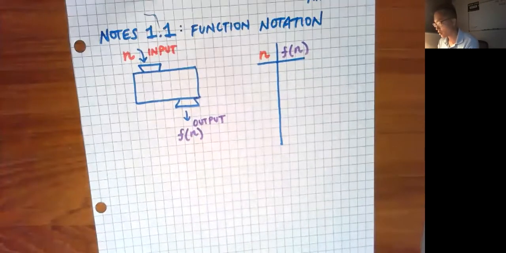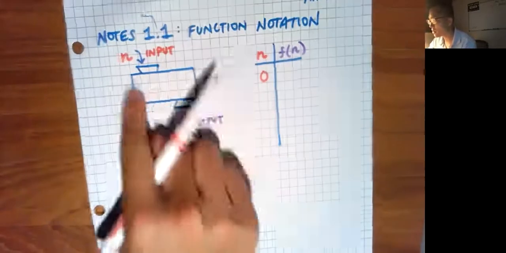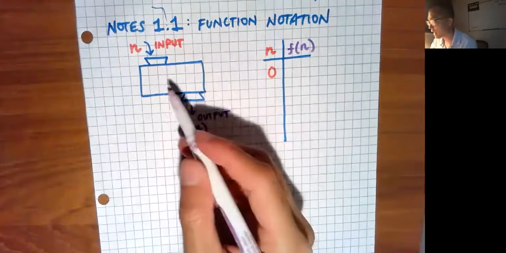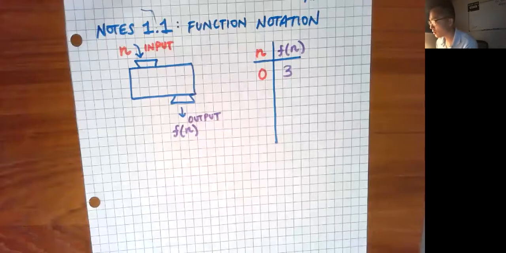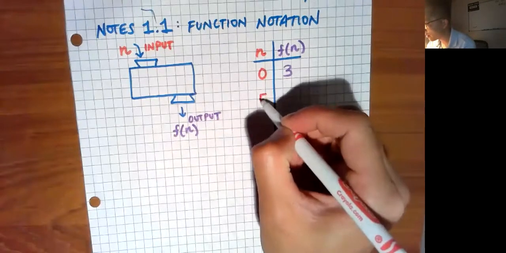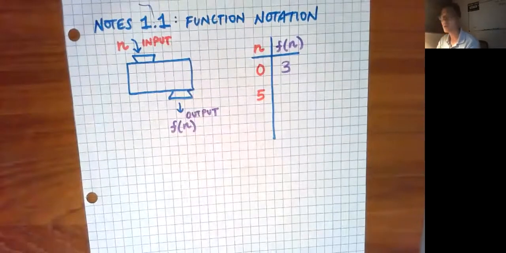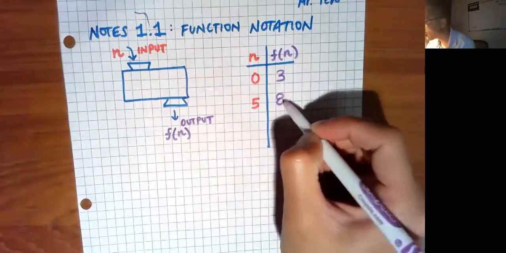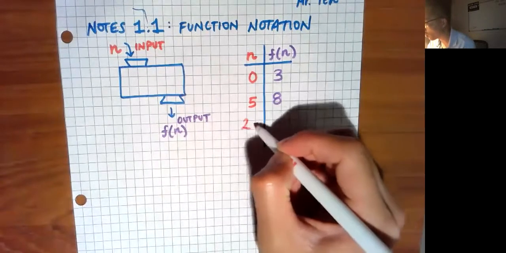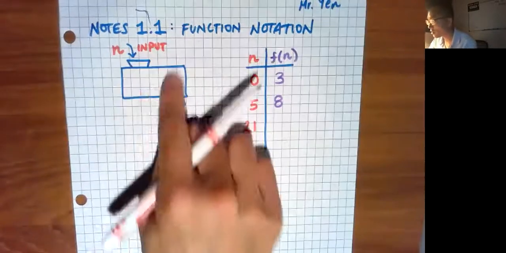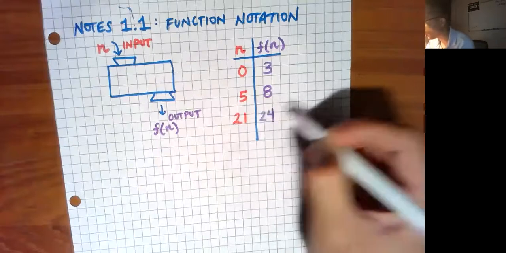And now let's say we start with the number 0. So 0 comes into this magic box, something happens. And then after something happens, the number 3 comes out. Okay, so 0 was the input, 3 was the output. Now let's say we put in the number 5. 5 goes into this little function machine, something happens, and out comes the number 8. All right, and then we can pick any other number. Let's just say the number 21. 21 goes into the function machine, something happens, and then out comes the number 24.